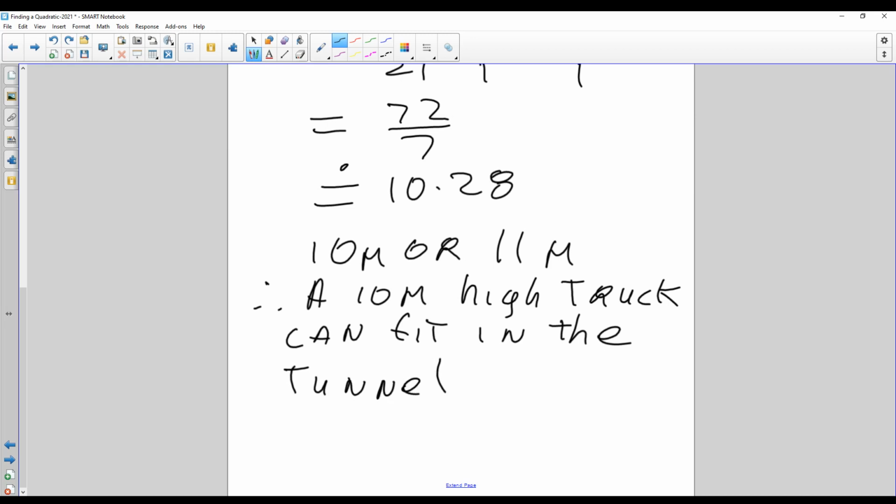Could it be less than 10? Of course it could be less than 10. The lower it is, the better, right? Because anything lower than 10 still fits through the tunnel. If you go up to 11, no, you're not getting through, right? If you wanted to really push it, you could make the truck even 10.2. Now, this is very close to 10.3. So you could make this 10.2 and it would get through, but almost scraping against the edge of the tunnel. So that's it for that question.